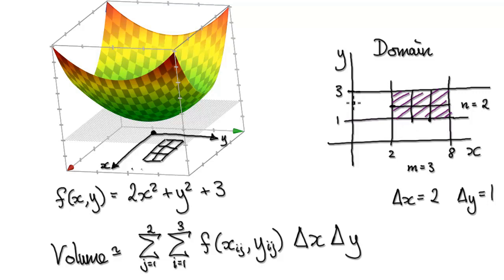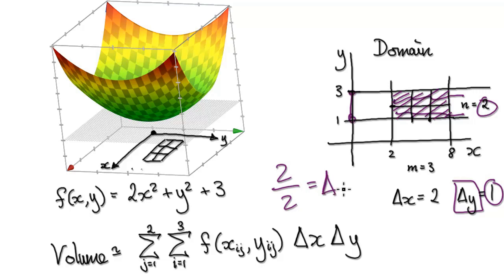And dy would be us getting this length, which will be 2, and then cut up into 2 equal pieces, 1, 2. So dy, delta y would be 1. So this is our delta y. So this length here is 1, and each of these lengths is 1. Delta x is 2, delta x is 2, delta x is 2.